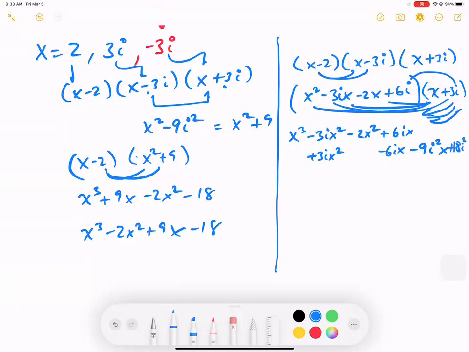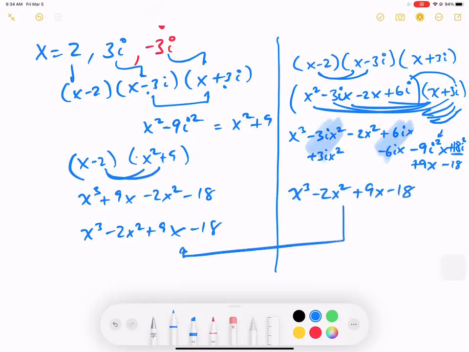Now I'm going to change some of these values to make them simpler. What does i squared become? That's really a negative 1. Negative negative is a positive 9x. We have a positive 9x here. And over here, this last term, 18i squared becomes minus 18. Those simplify down, so let's get rid of terms that cancel out. These guys go away. And we still end up with x cubed minus 2x squared plus 9x minus 18, the same answer, but with a lot more work, I feel.